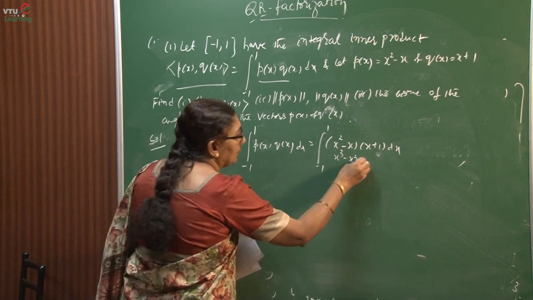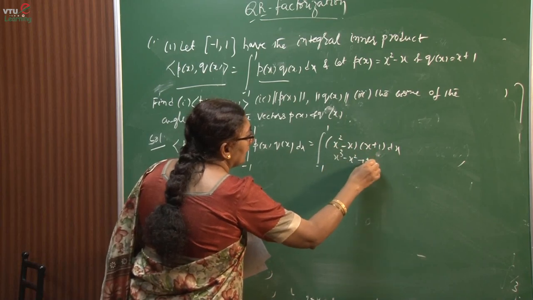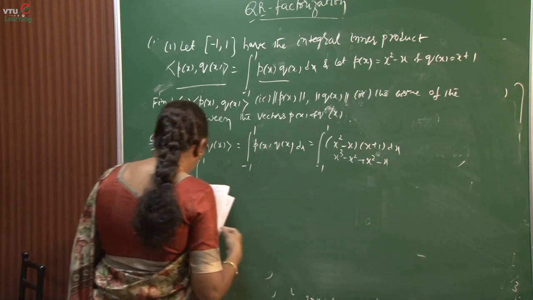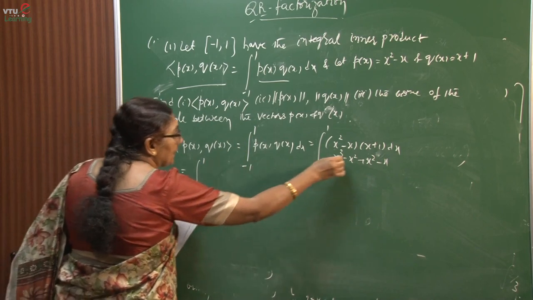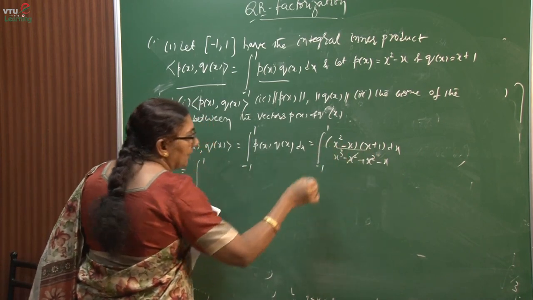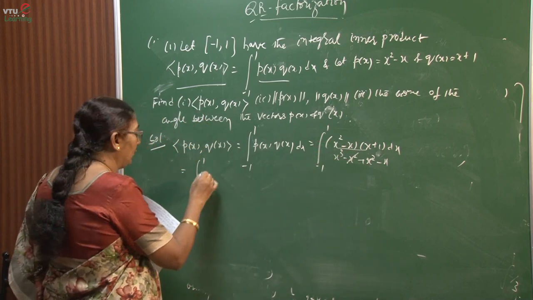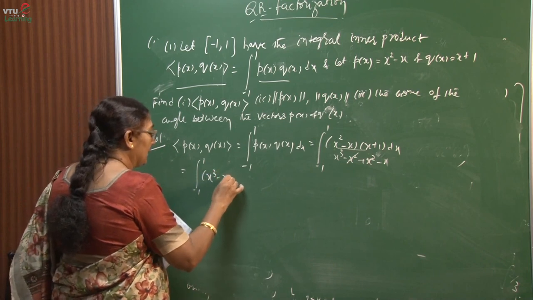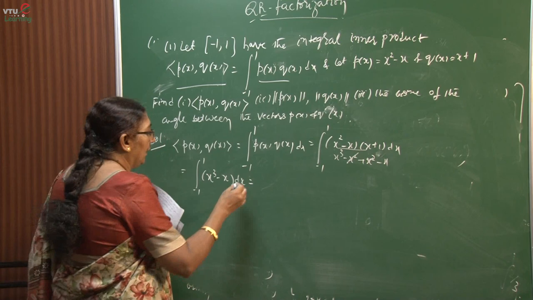And multiplied by 1 plus x, x square, yes, and then minus x. What's remaining for this one? x cube plus x square minus x. So just you multiplied by x, multiplied by 1, what we get? x cube minus x square plus x square minus x. What's remaining? x cube minus x with respect to x. Integrate it. What's the integration of this?